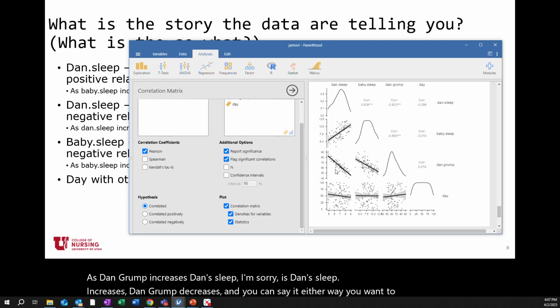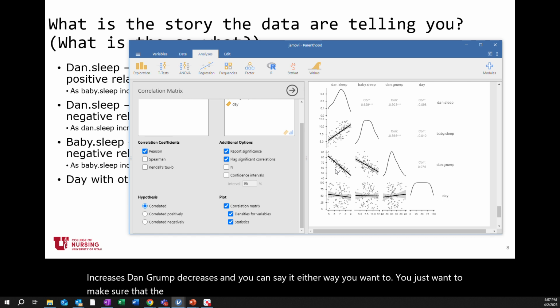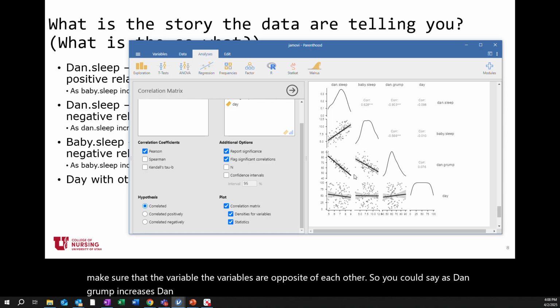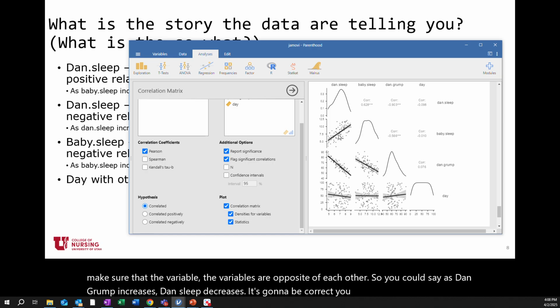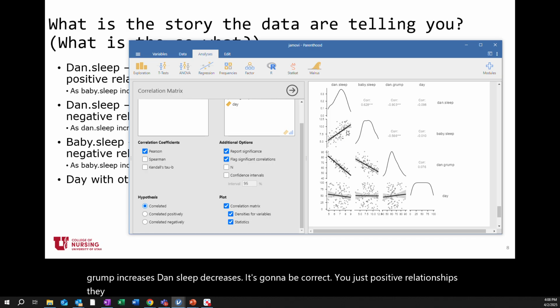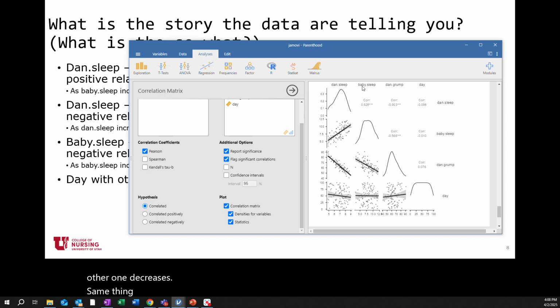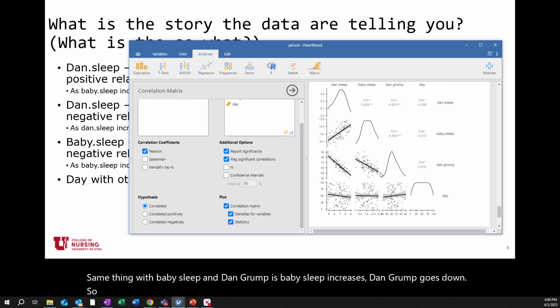You just want to make sure that the variables are opposite of each other. So you could say, as Dan Grump increases, Dan Sleep decreases. It's going to be correct. Positive relationships, they both increase at the same time. Negative relationship, one increases, the other one decreases. Same thing with Baby Sleep and Dan Grump. As Baby Sleep increases, Dan Grump goes down. So that's how you interpret those.